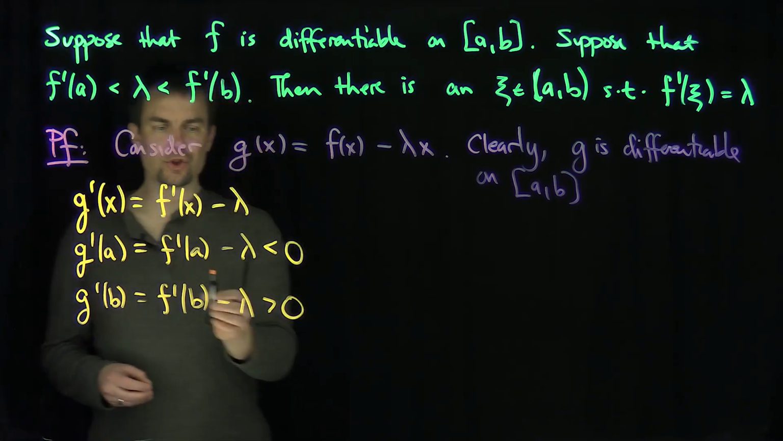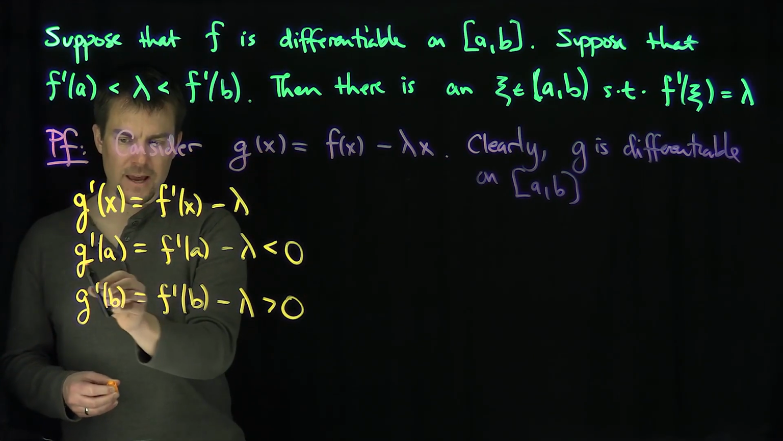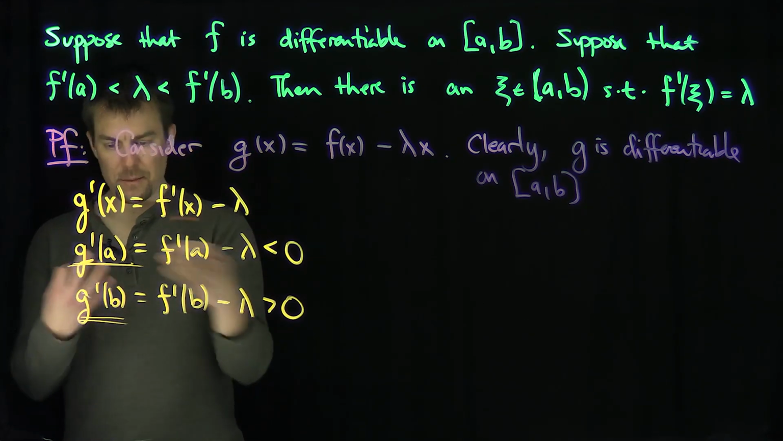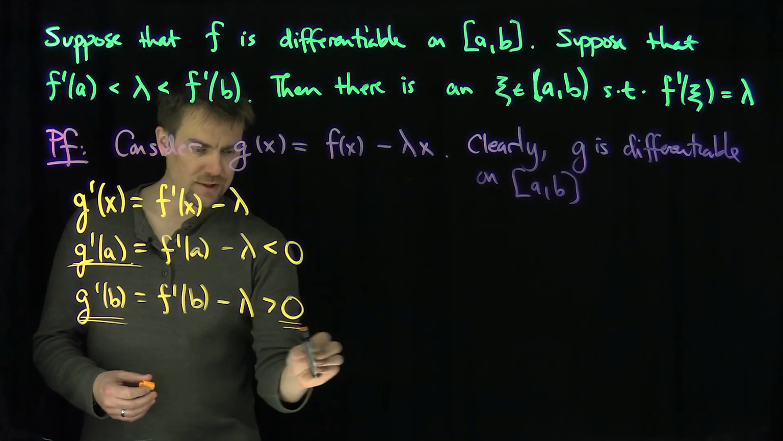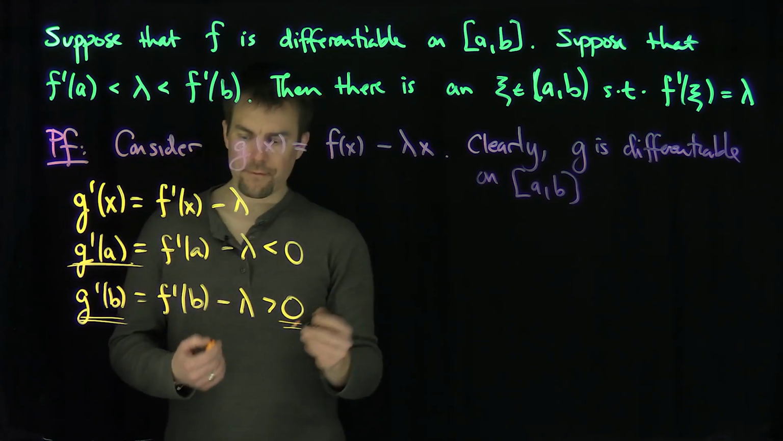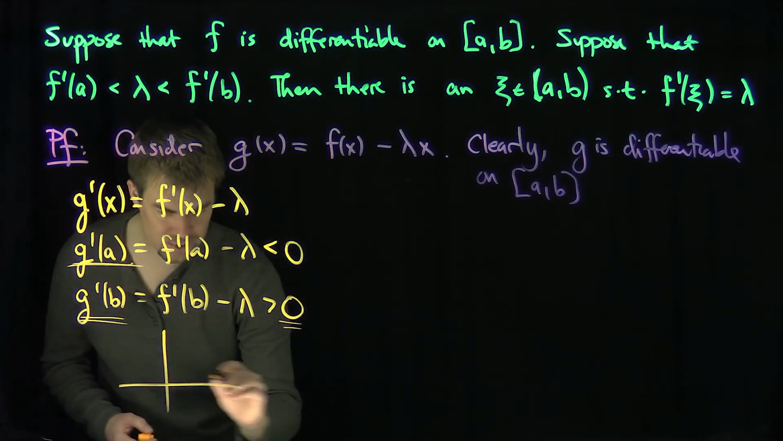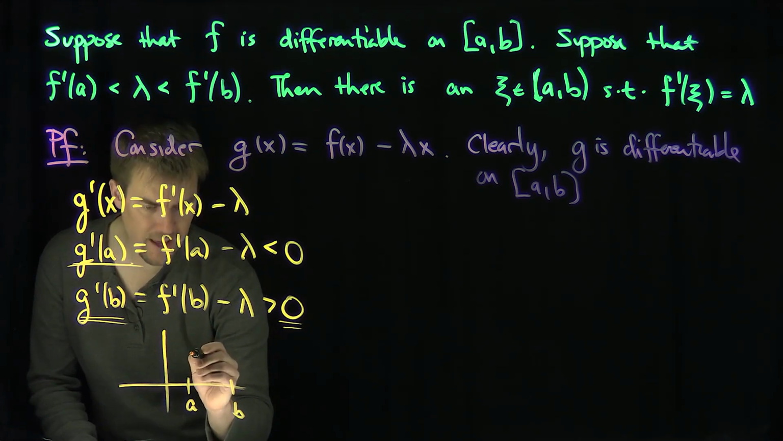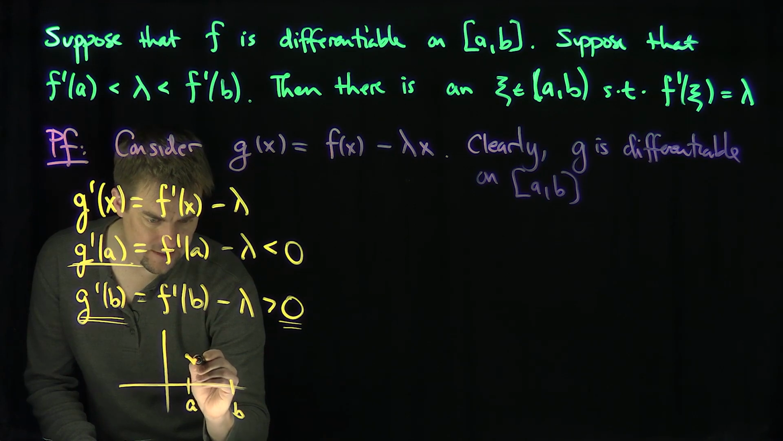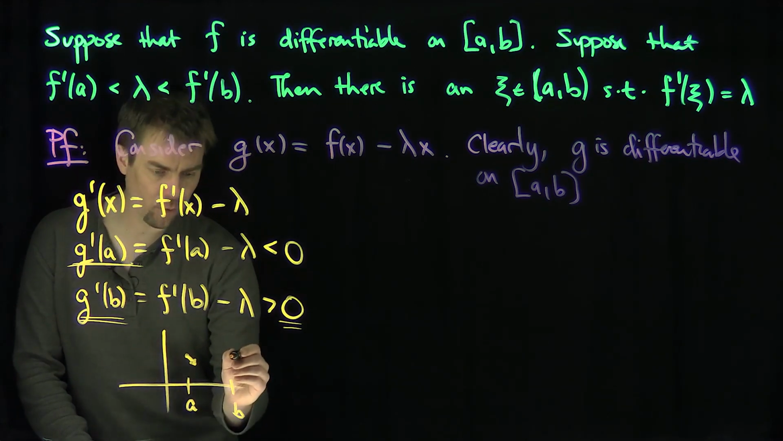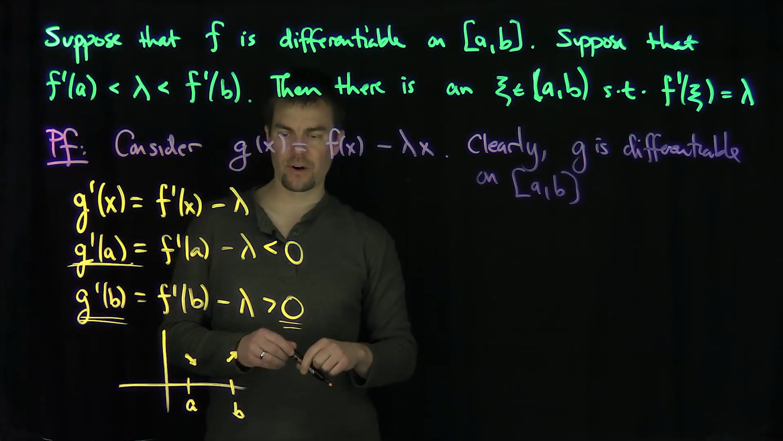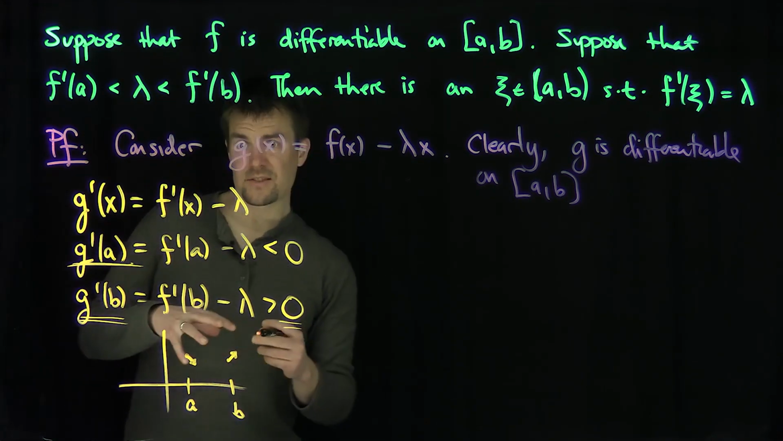In other words, near the point a, the function g is decreasing, and near the point b, before the point b, the function g is increasing. If you want to imagine the graph, here's the point a and here's the point b. At a, the function g is going down, and at b, the function wants to be going up. That's the rough sketch of g.